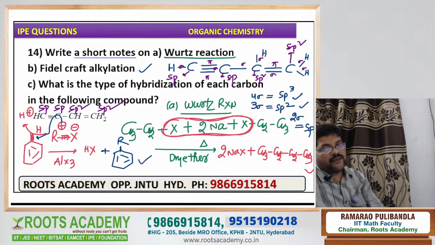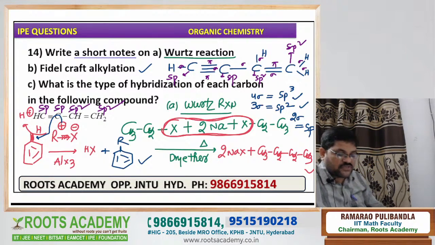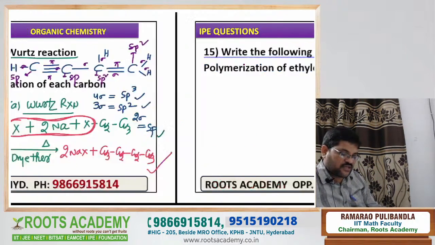Clear? Easy explanation. If carbon carries 4 sigma bonds, it is an sp3 carbon. If carbon carries 3 sigma bonds, it is an sp2 carbon. And the carbon having 2 sigma bonds is an sp carbon. Simple explanation.